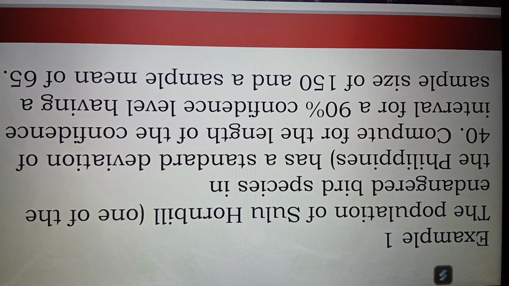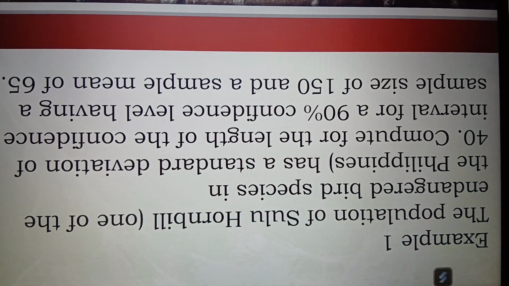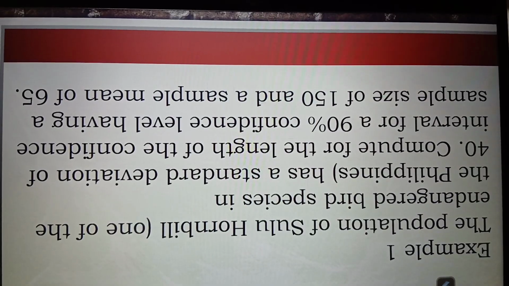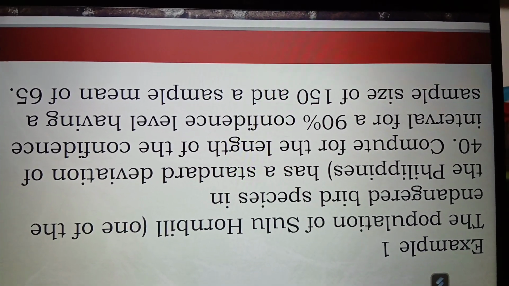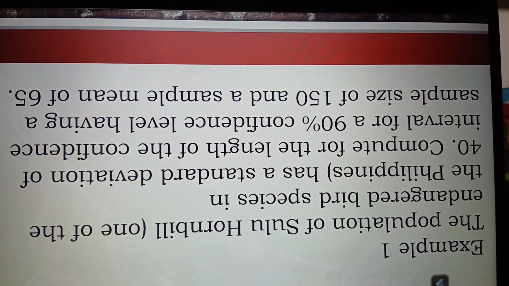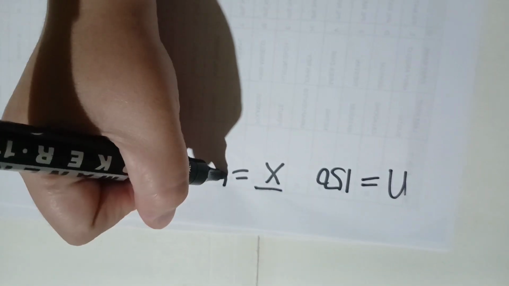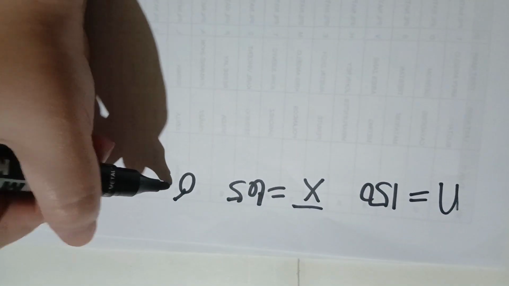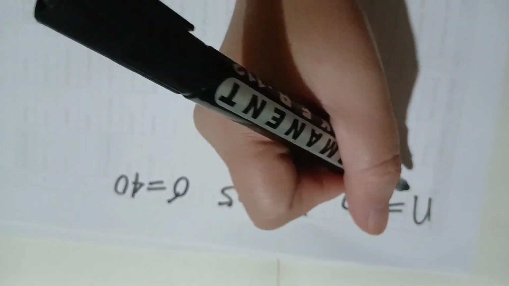Example: the population of Sulu hornbill, one of the endangered bird species in the Philippines, has a standard deviation of 40. Compute the length of the confidence interval for a 90% confidence level having a sample size of 150 and a sample mean of 65. So we have the sample mean of 65, third, the population standard deviation of 40, and the fourth, the 90% confidence level.